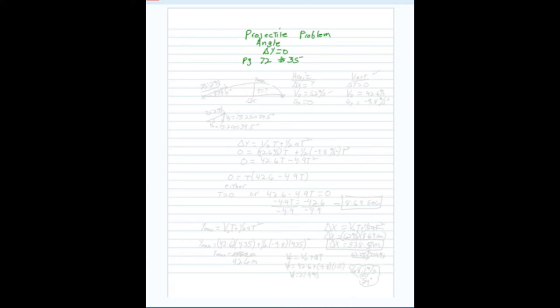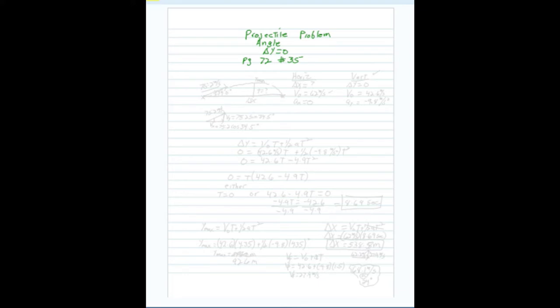It says a projectile is fired with an initial speed of 75.2 meters per second at an angle of 34.5 degrees above the horizontal on a long, flat firing range. Determine A, the maximum height reached by the projectile, B, the total time in the air, C, the total horizontal distance, that is the range, and D, the velocity of the projectile 1.5 seconds after firing.